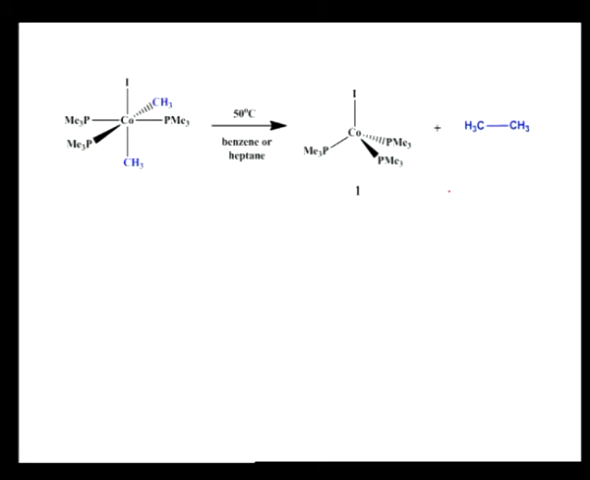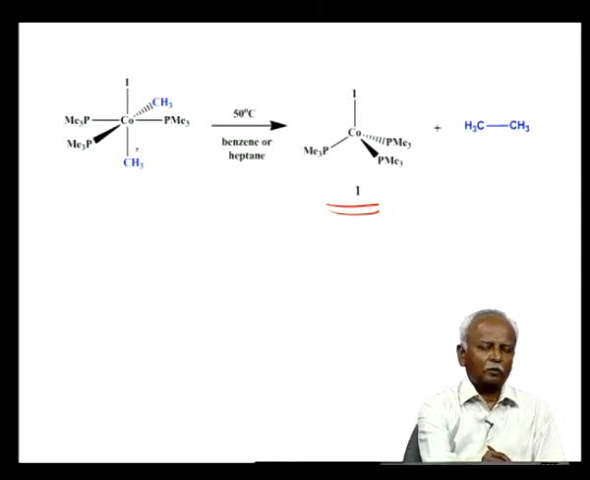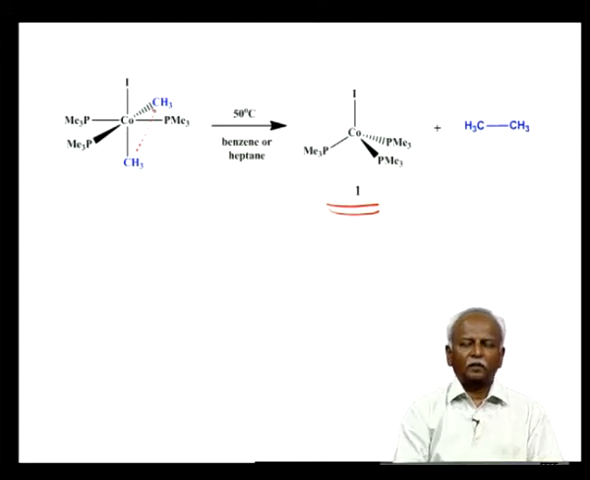So, then you end up with a cobalt 1 complex which has got an iodo ligand, and it is stabilized by these 3 PMe3 groups, and that is labeled as the compound 1. Now, if you think about this reaction, it could be done in a concerted manner. 2 methyl groups can come together, a methyl-methyl bond can be formed, and the elimination can take place.